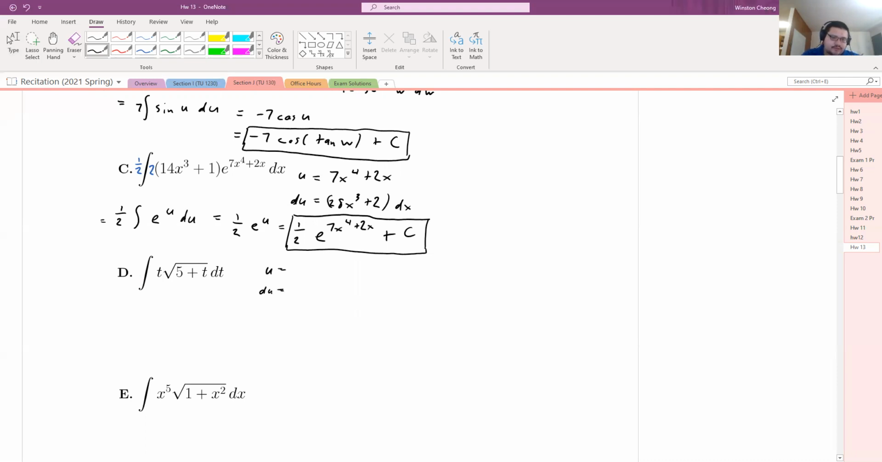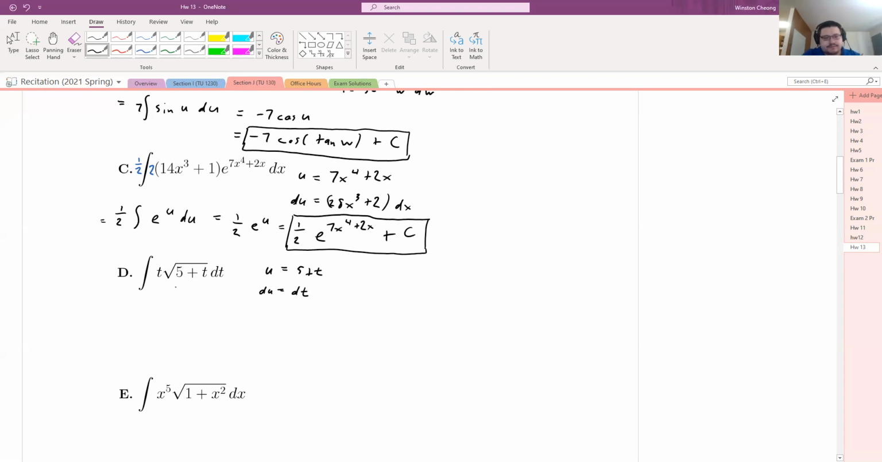So for D, for example, there are only two real suggestions that you could try, right? You could try u equal to the square root of 5 plus t, and you could try u equal to 5 plus t. But if you don't know this trick, then you might not be able to figure out how to convert everything over completely. And I'll tell you what the substitution should be. It should be the 5 plus t. Okay. And so du is just going to be dt.